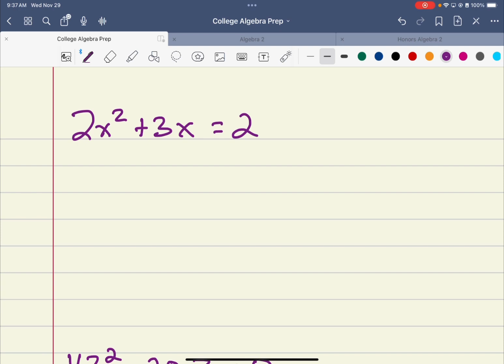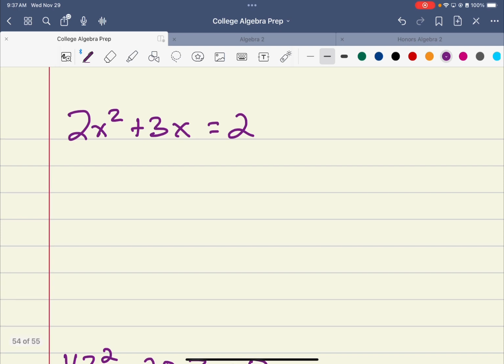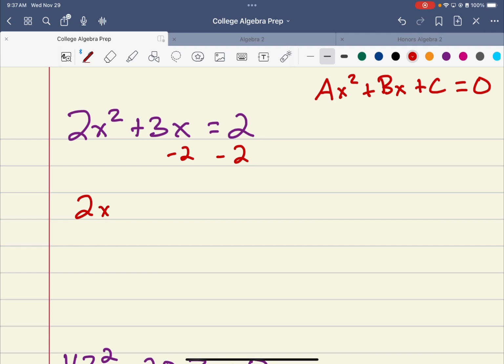So step 1 is to put it in standard form. So standard form, recall, is ax squared plus bx plus c equals 0. So I've got the 2 on the right-hand side. I need to make that side equal to 0, so I'm going to go ahead and subtract 2 from both sides. So now I'm sitting with 2x squared plus 3x minus 2 equals 0. Now it's in standard form.